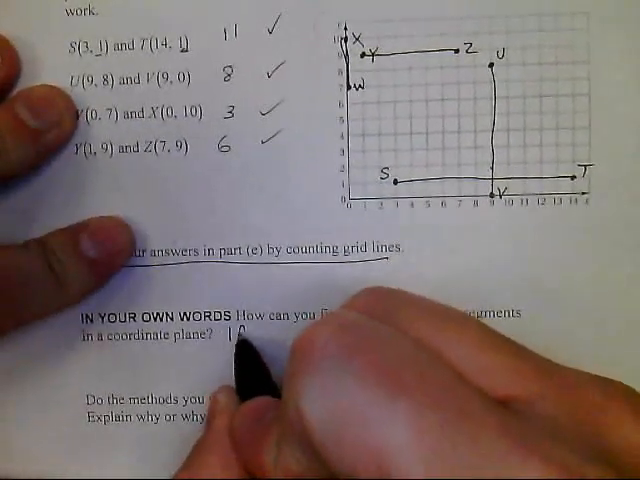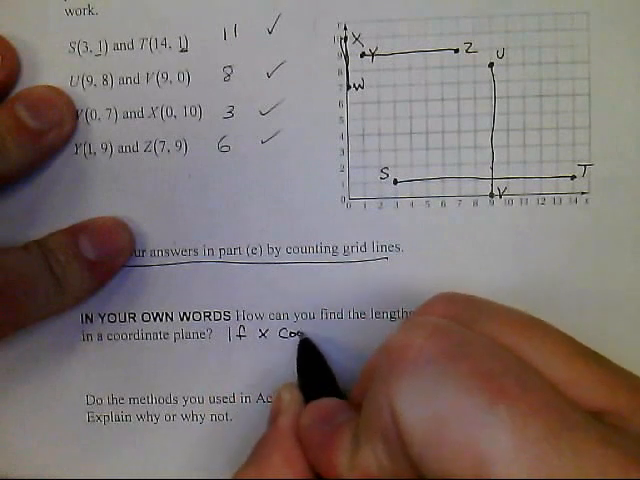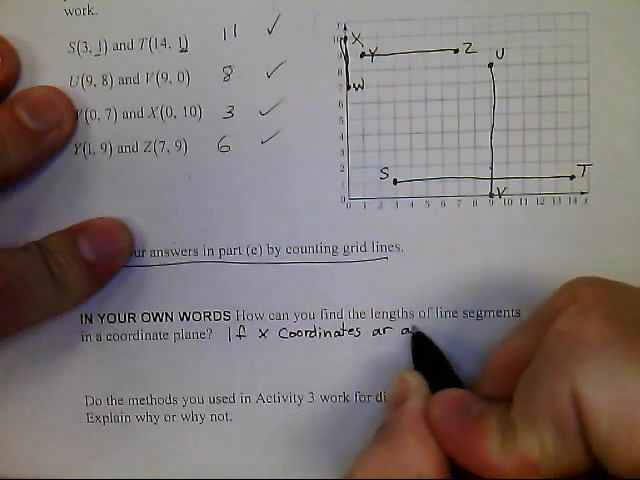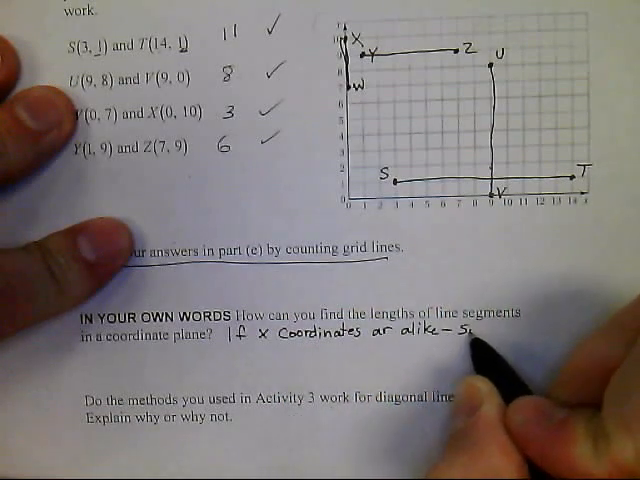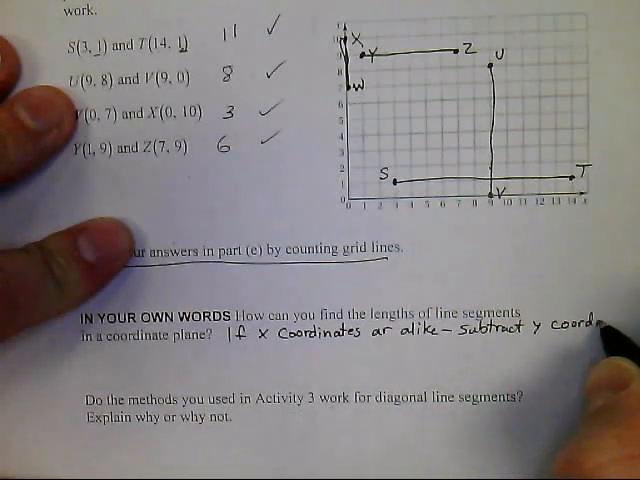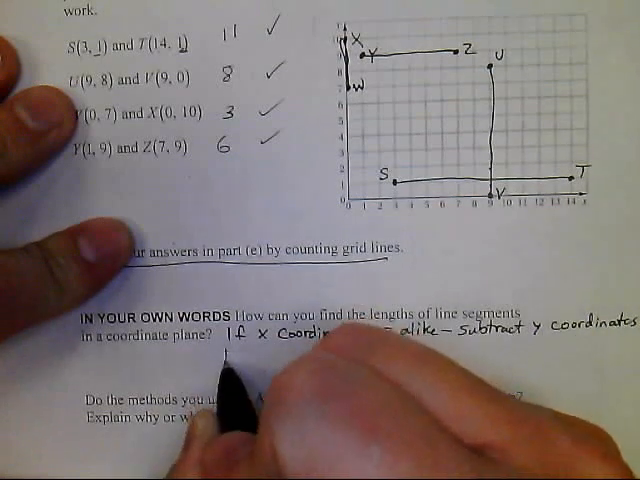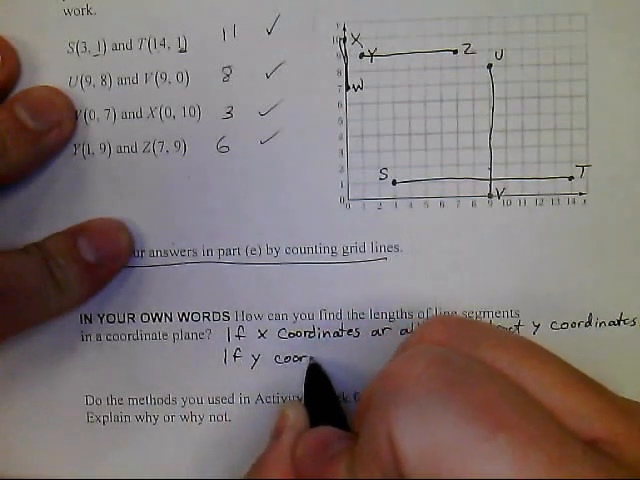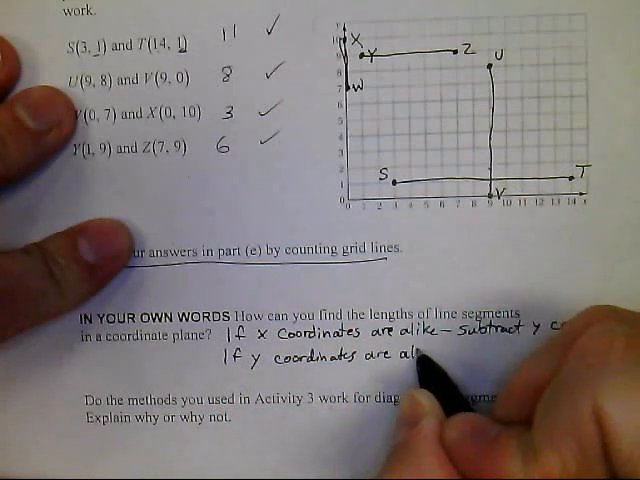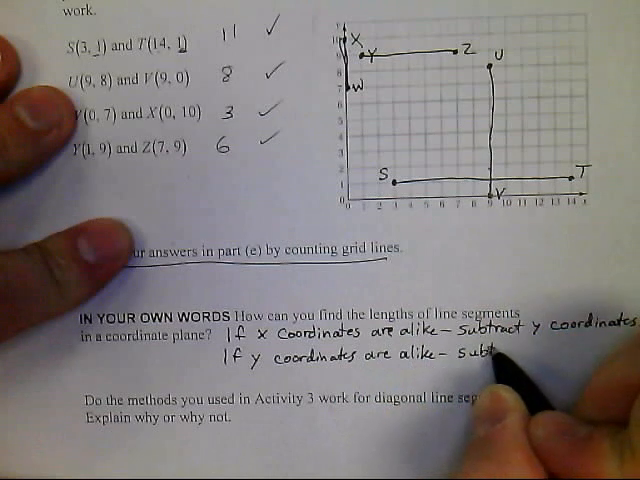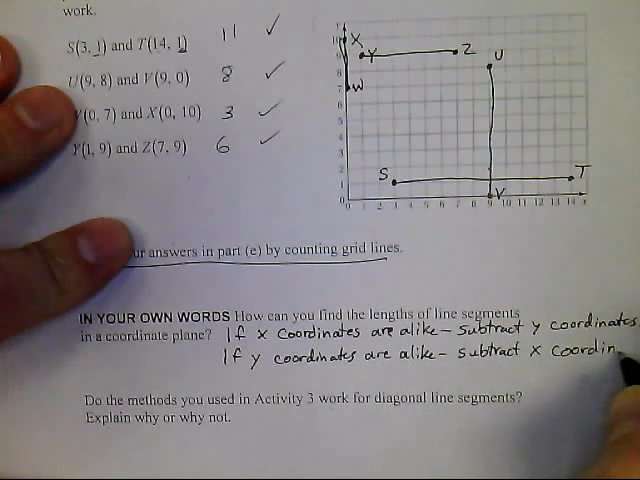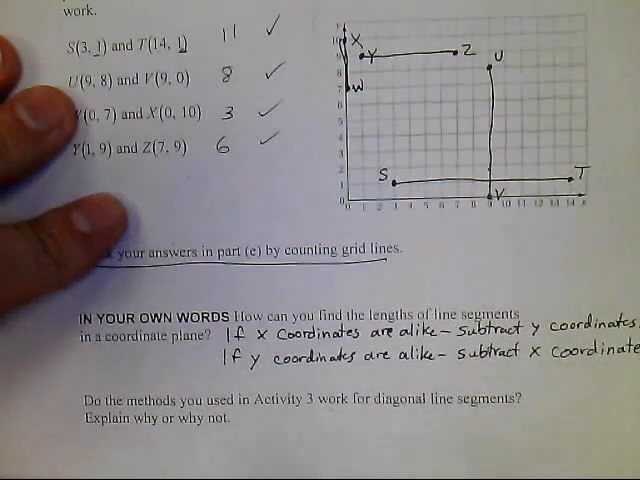So if x coordinates are alike, subtract y coordinates. If y coordinates are alike, subtract x coordinates. So that pretty much answers our question.